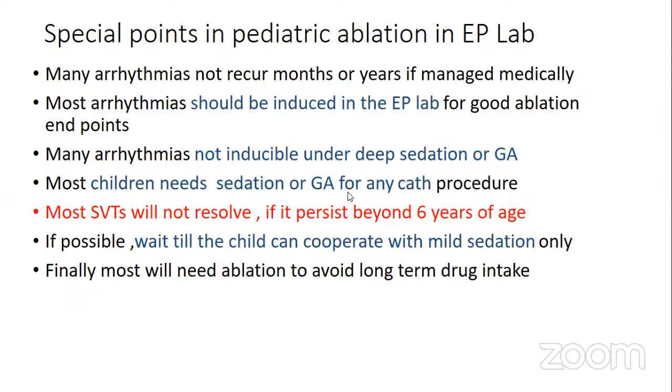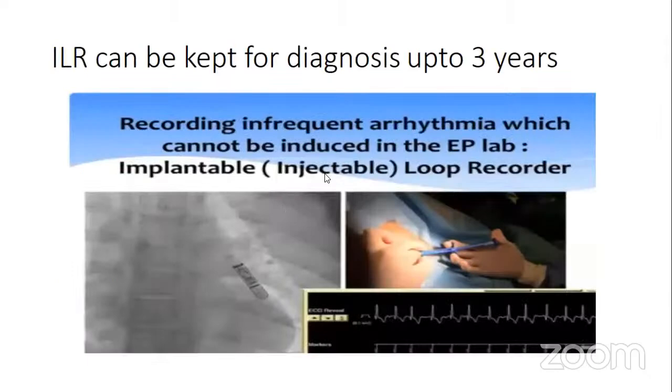Most SVTs will not resolve if they persist beyond 6 years of age. If possible, we need to wait until the child can cooperate with mild sedation or without sedation for this EP procedure. Finally, most will need ablation to avoid long-term drug intake. Another diagnostic procedure is ILR, implantable loop recorder, which can be placed subcutaneously. It can be kept up to 3 years for diagnosing infrequent arrhythmias.